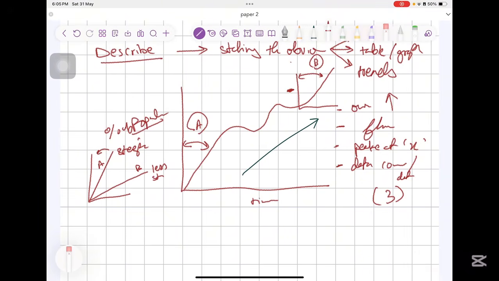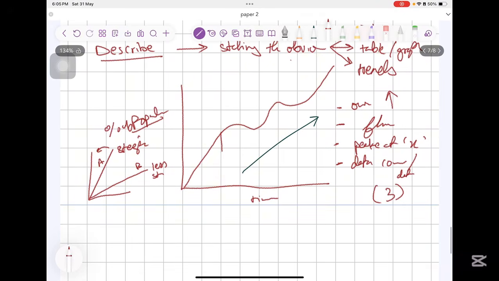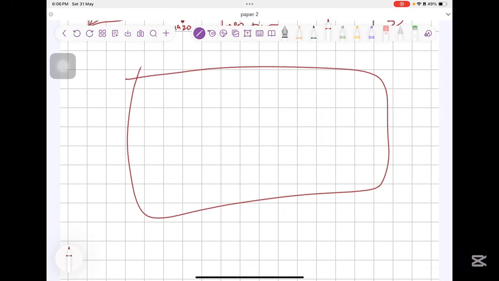So you're going to say that the steepest line or the steepest area was from this year to this year. Let's say it was 1920 to 1980, for instance. This was your steepest region. Now this is called data comparison or stating the data or comparative data, whatever. That was described.